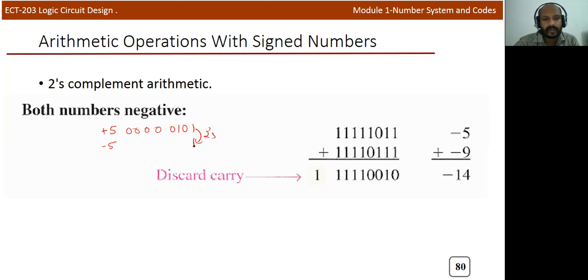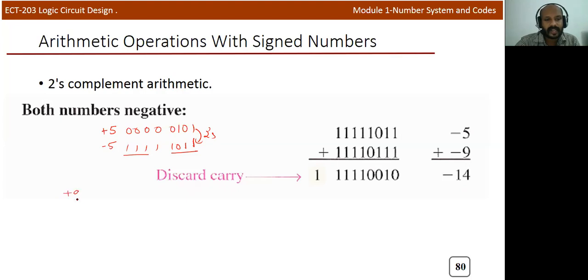So we'll start from the extreme right. The first bit is 1, so we'll stop there. Then we'll complement. So this is the binary 2's complement representation of -5. Now similarly we need the 2's complement representation of -9.